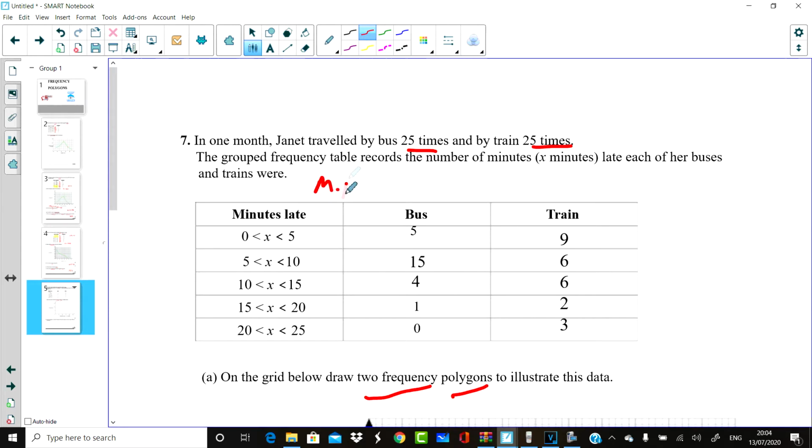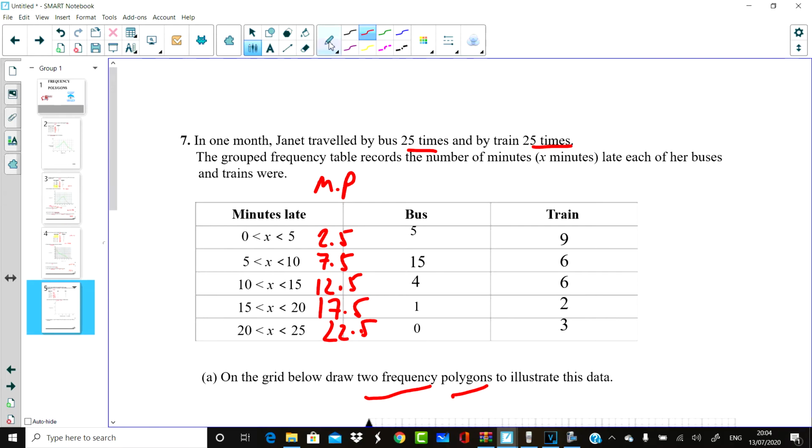So if I write MP for short here, so midpoint, in between 0 and 5, that's 2.5. In between 5 and 10, that's 7.5. This one's going to be 12.5. Here we have 17.5, and this one is 22.5. Now we're going to plot this on the x-axis for the minutes, and then plot one graph for bus and one frequency polygon for train.